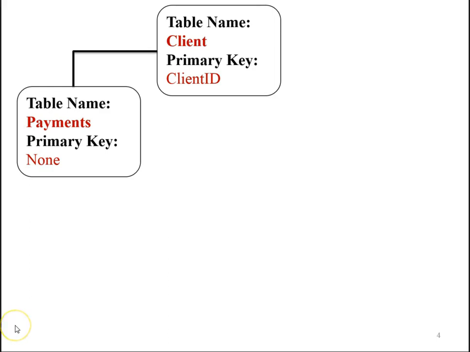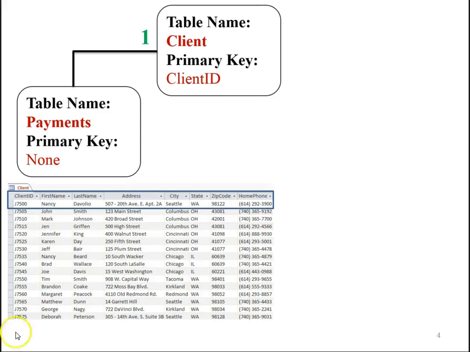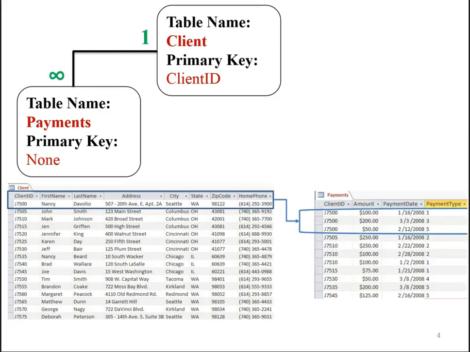database. The Client table has a unique client ID for every client in the table. The Payments table will have multiple records for a client if the client makes multiple payments. Thus, we have the one-to-many relationship. The client ID on the Client table is the primary key in the relationship, and the client ID on the Payments table is the foreign key in the relationship. The Client table is called the parent, and the Payments table is called the child.